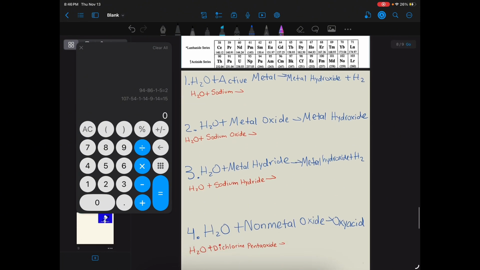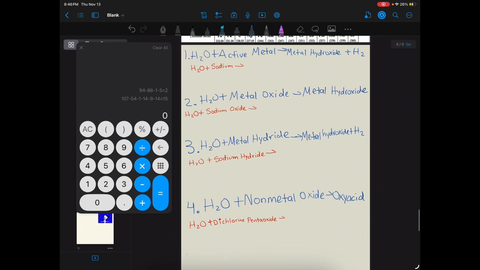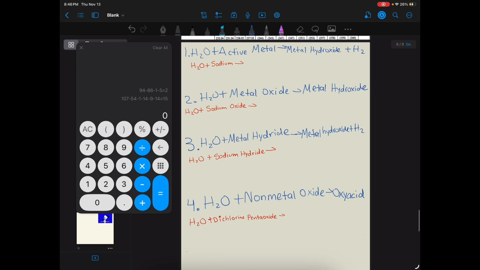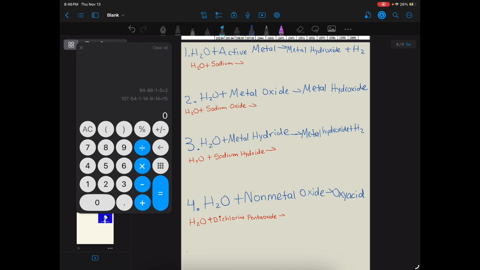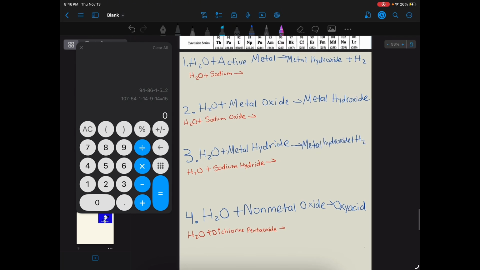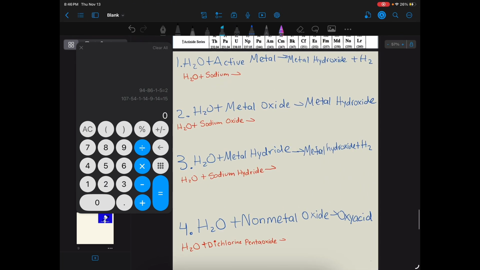Okay, moving on, we have general trend problems. So I just listed out here all of the trends that you are going to need to know. The first one right here is water, or H2O, plus any active metal will produce a metal hydroxide plus hydrogen. And it's also important to note that it's always going to be 2 hydrogens there.